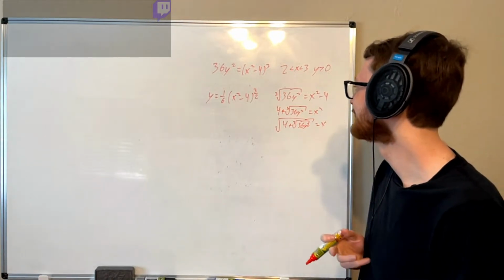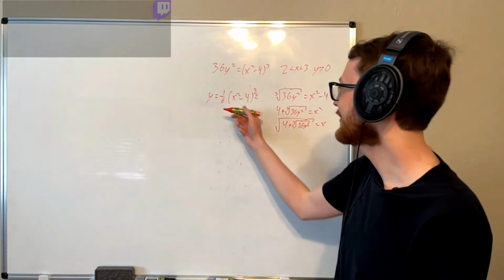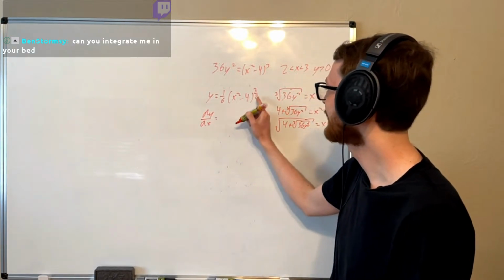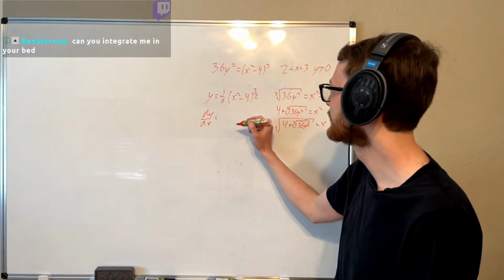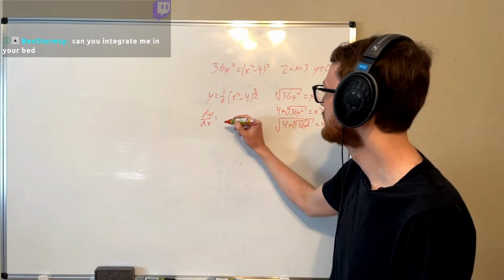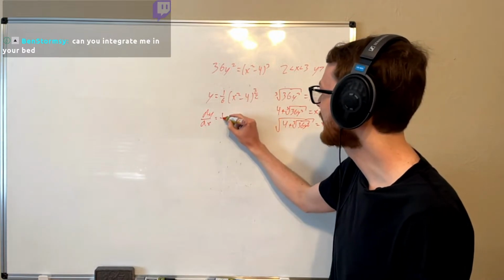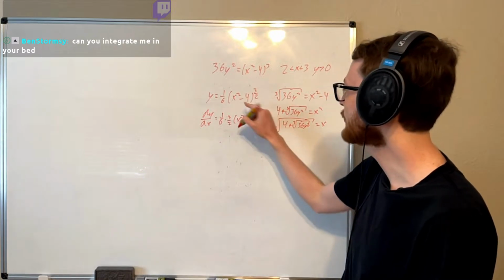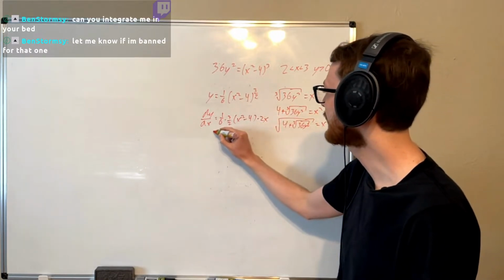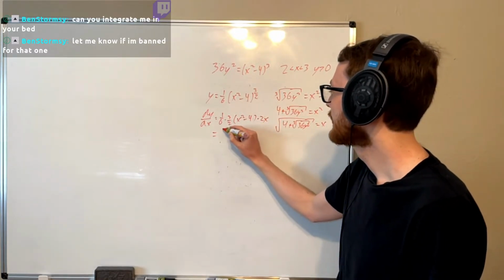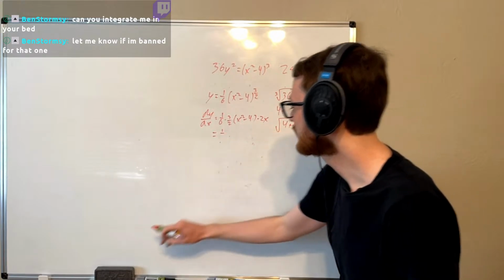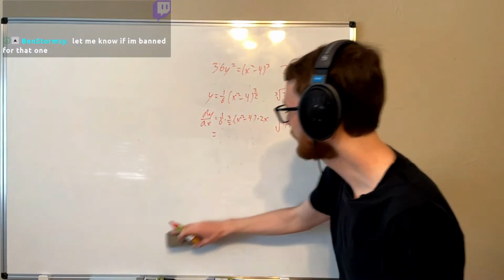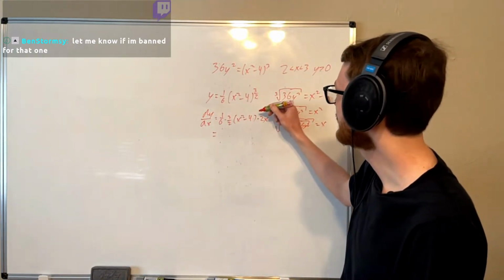So let's get dy by dx. Power rule first. Multiply by 3 over 2, (x squared minus 4), then chain rule, derive the inside, times 2x. So that's 1/4. Oops, 3 over 2 becomes 1/2.